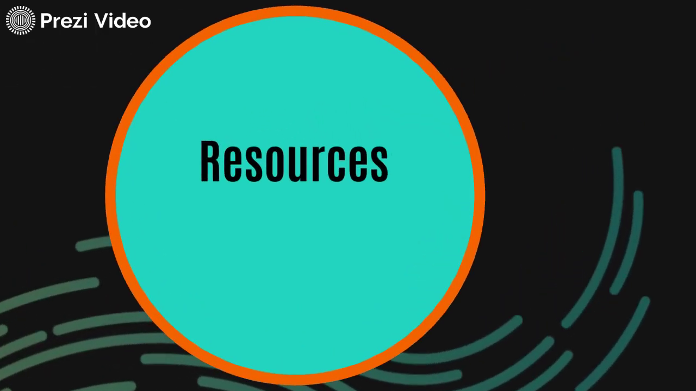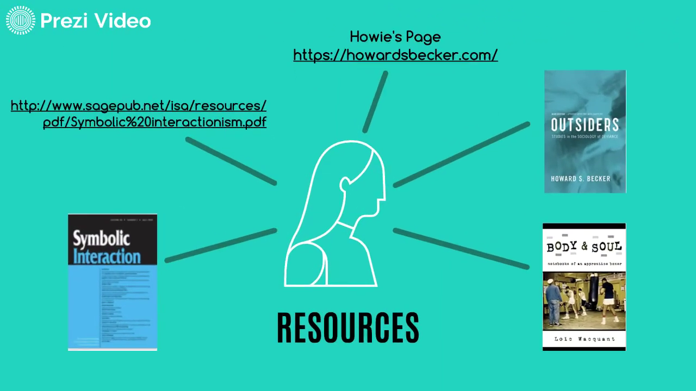So there are a number of resources if you're interested in learning more about symbolic interactionism. Howard Becker, whose name was on one of the previous slides, is one of the key names in symbolic interactionism, and his website is a key source of information. I've also indicated here one of his early books, Outsiders, which was a study of deviance and gives a good sense of what early symbolic interactionism might have looked like.